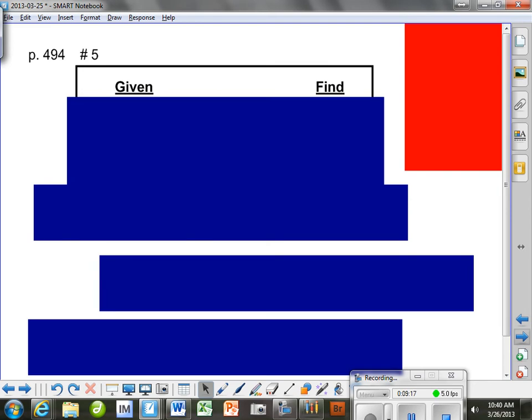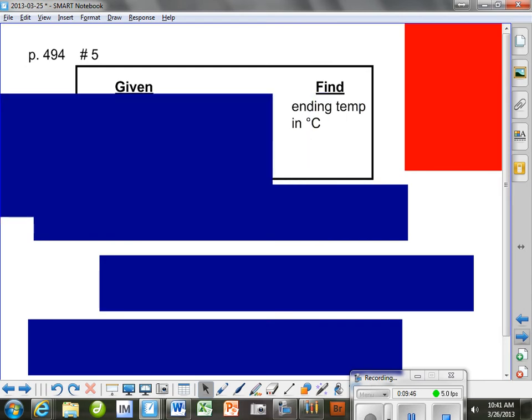Now, on this one, Ricardo, would you please tell us what the find is? Specific heat of gold. What is the find? Oh, what was the final temperature of gold? The initial temperature was 25 degrees Celsius. Ah, the ending temperature. Okay.